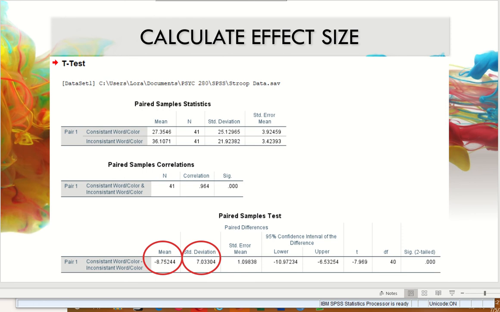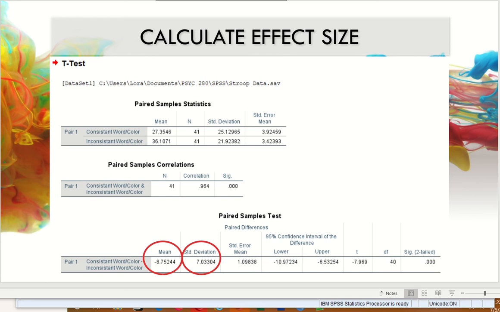The difference here is that the mean for this row is just the mean for this variable. It's the average time people took to read the words and the colors when they matched. And this is the standard deviation for that variable. And the same with the one below.